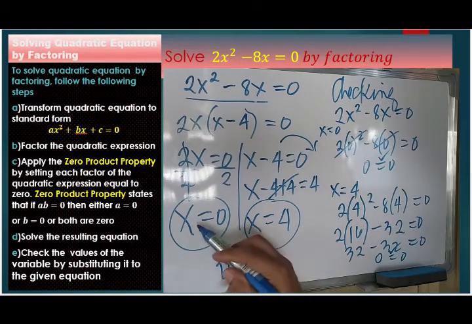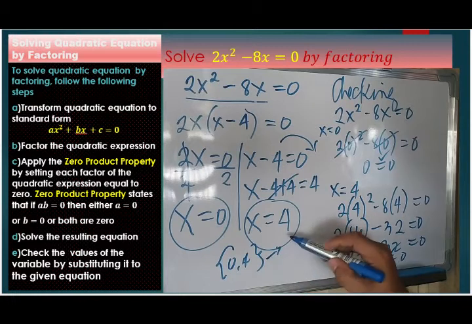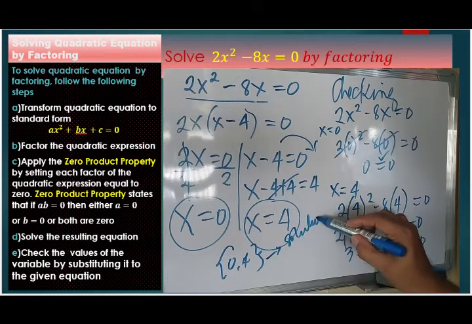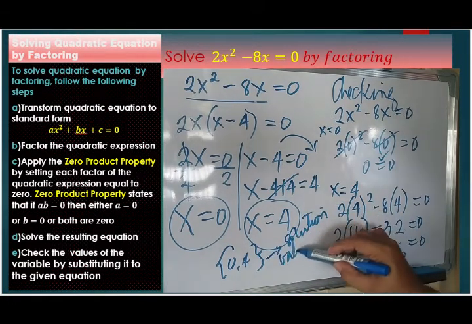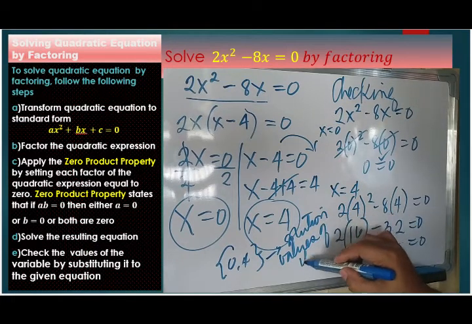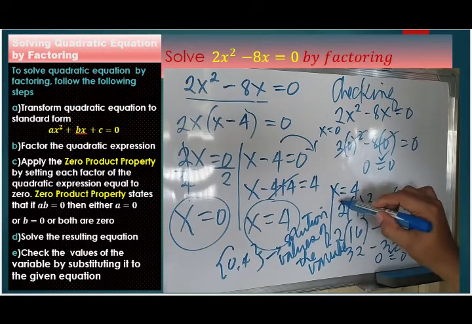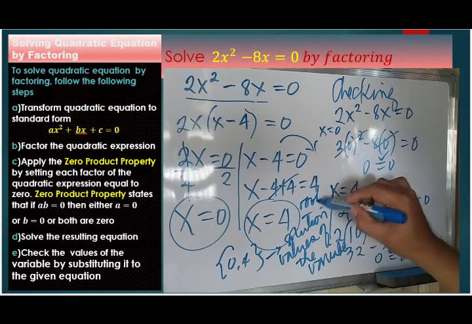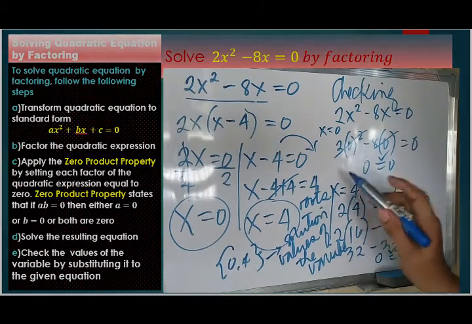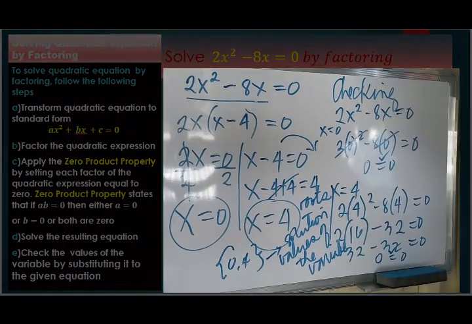So how do we call 0 and 4? We call 0 and 4 the solutions. We may say they're the values of the variable. And lastly, we can also name them the roots of the equation. Roots, solutions, or the values of the variable.